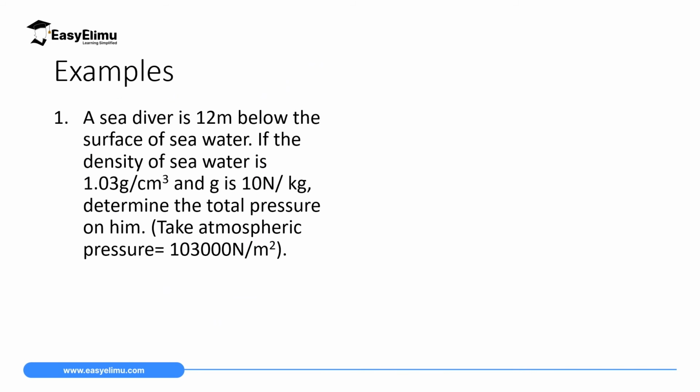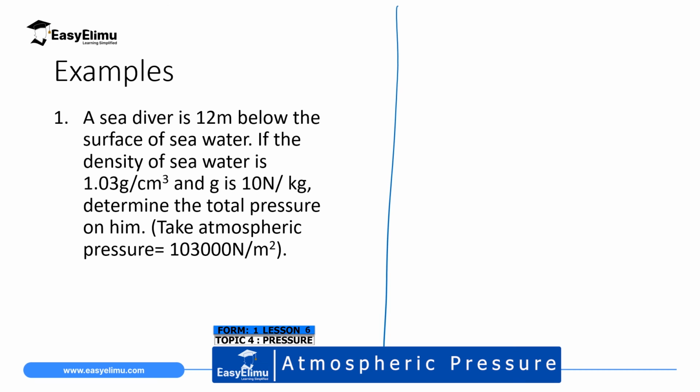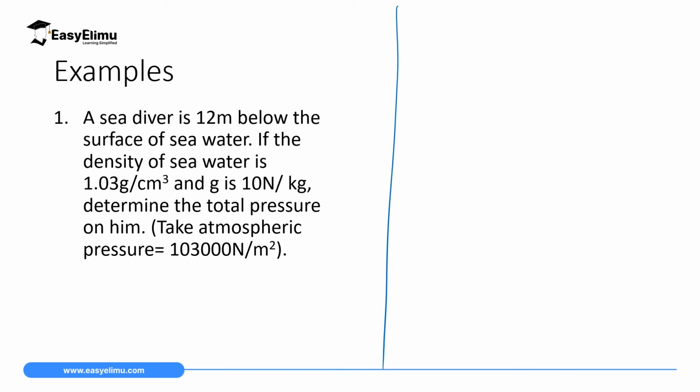Now let's do an example involving the ideas that we have discussed. The question is, a sea diver is 12 meters below the surface of the sea water. If the density of the sea water is 1.03 grams per cubic centimeter and the gravitational field strength is 10 newtons per kg, determine the total pressure on him. Take atmospheric pressure to be 103,000 newtons per square meter.